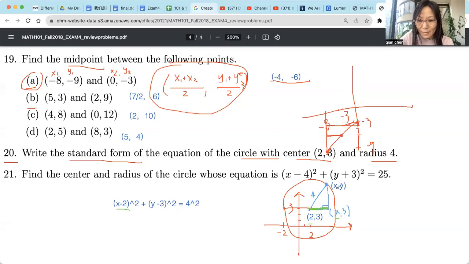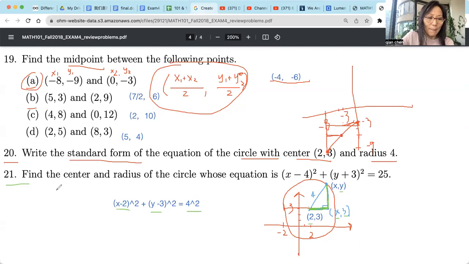And then the height is y minus 3, right? So that's the height. This length is y minus 3. So we square this. By the Pythagorean theorem, that equals the hypotenuse squared, which equals 4 squared. So this is the standard form of the equation of a circle with center 2, 3 and radius 4.